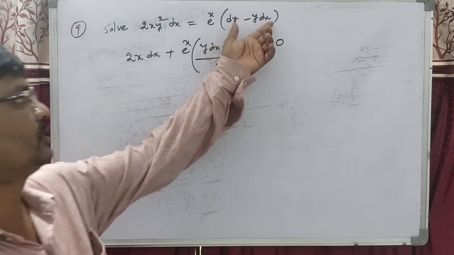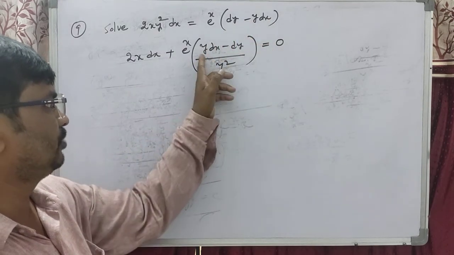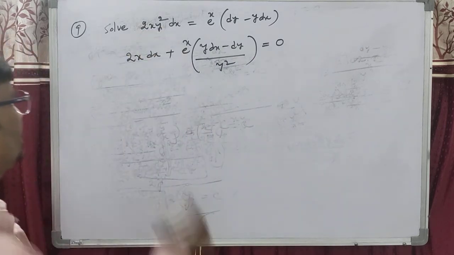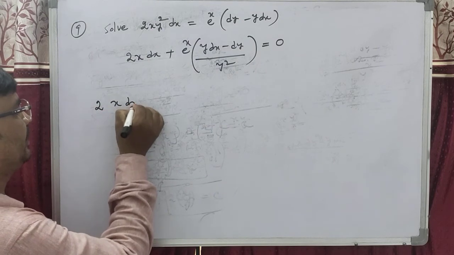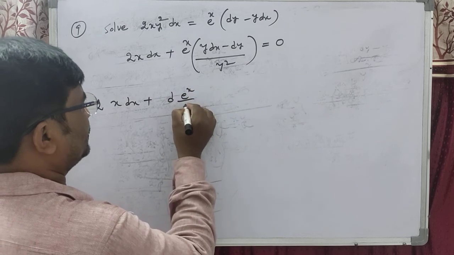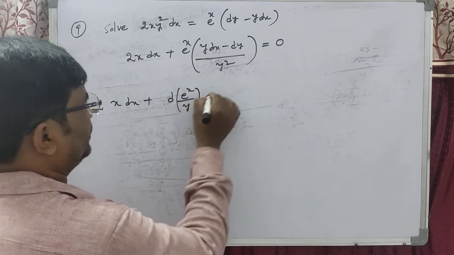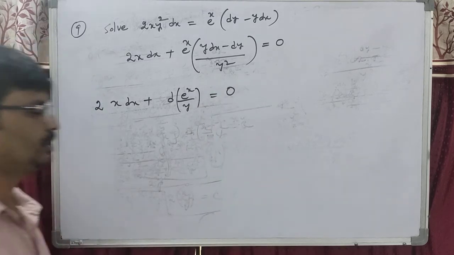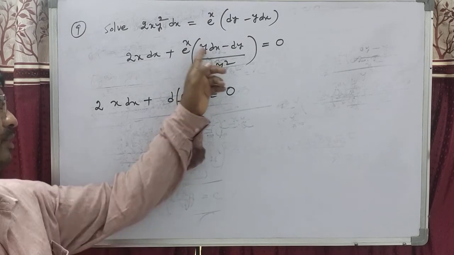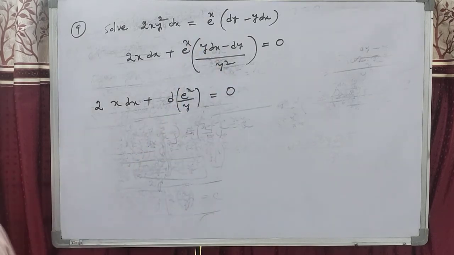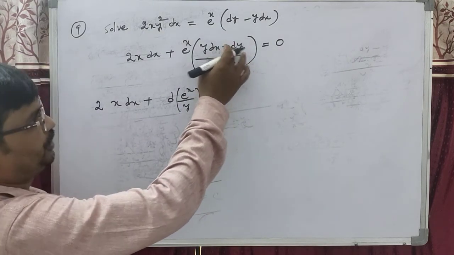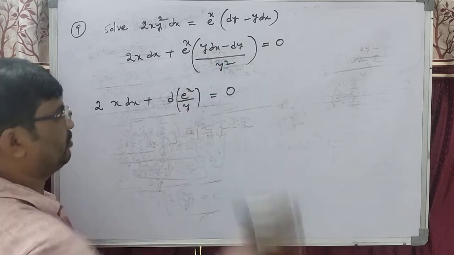So dear students, this term is completely sent to the other side: y dx minus dy divided by y square, equals 2 into x dx. Just now I explained the derivative of e power x by y: first y into the derivative of e power x is e power x, the derivative of x is 1, after that e power x into the derivative of y is dy. We take e power x common, and the denominator is y square.